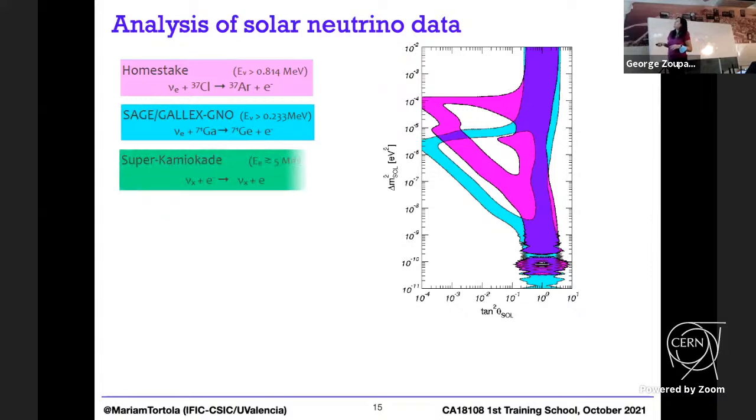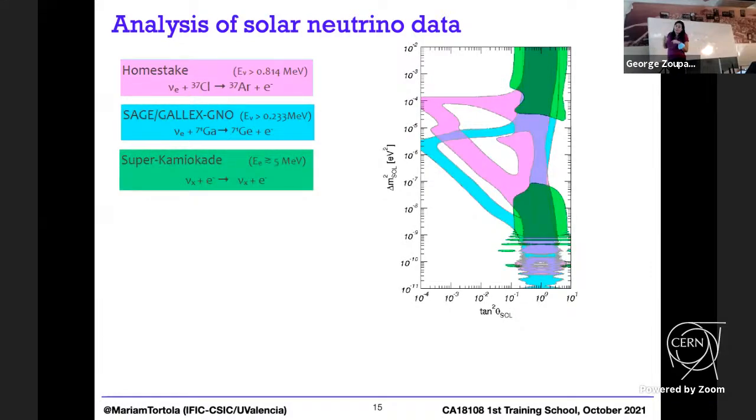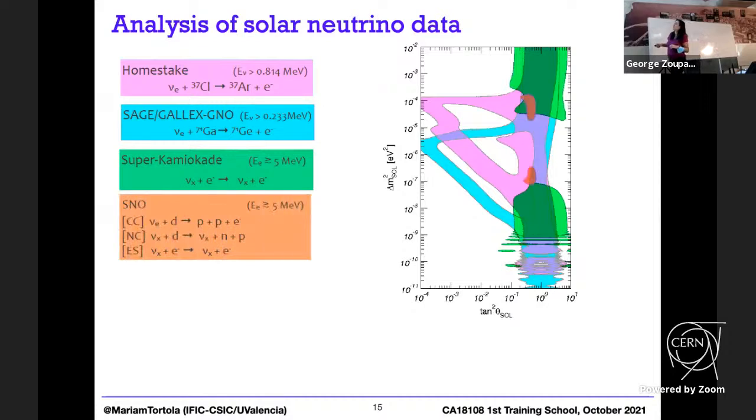So then I go fast. Super Kamiokande, you have more information because you measure not only the survival probability, this shape, but also the day-night asymmetry. And this is why we have a hole. We have a hole here because the values of the asymmetry here are too large compared to what Super Kamiokande measures. So this is excluded. And also here.